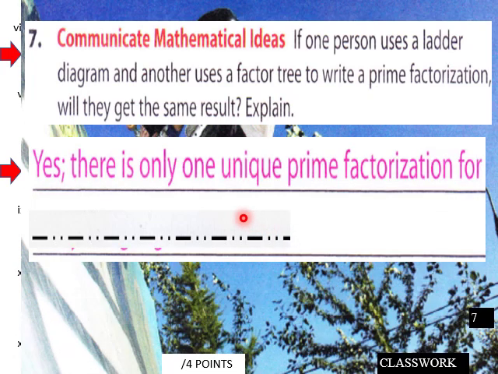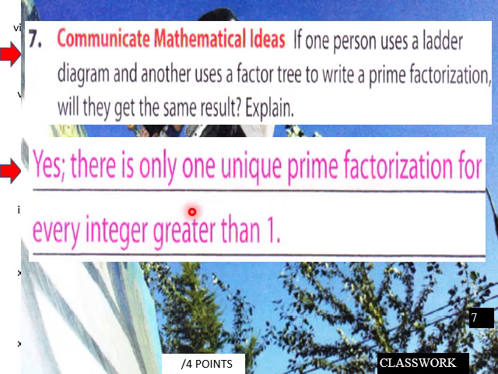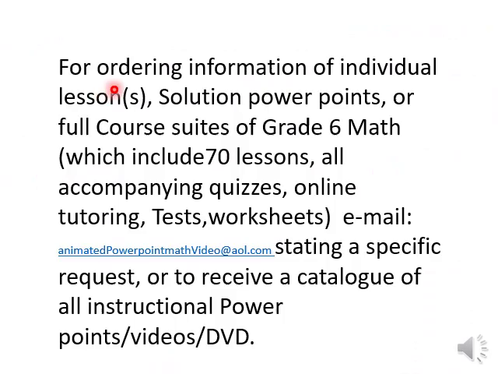Okay, welcome back everybody. Yes, there's only one unique prime factorization. Will they get the same result? The answer is yes. There is only one unique prime factorization for every integer greater than 1. So whether you use a factor tree or a ladder diagram, you're going to get the same result. And that is 9.2 part 2 of grade 6 math.